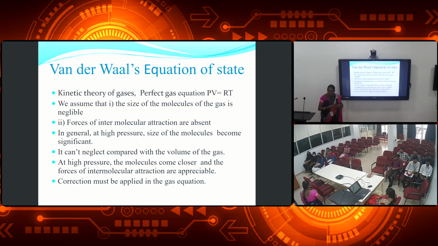Why? Because one molecule is here, another is there, so the distance between the molecules is very large and the intermolecular attraction is very small, even absent. Based on this prediction, we write the perfect gas equation PV equal to RT. This equation holds at low pressure and high temperature conditions.